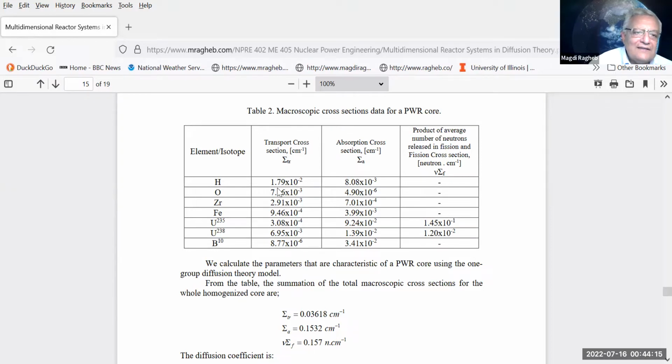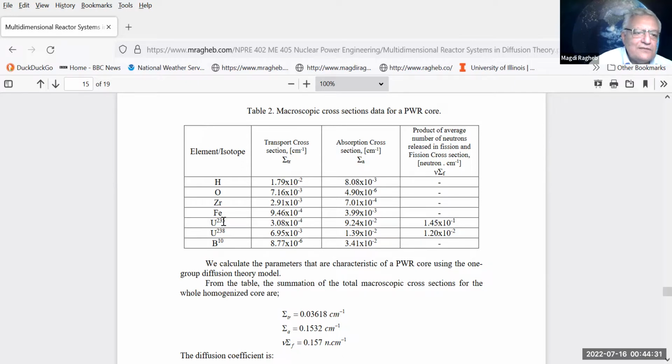Now, if you add all those transport cross-sections here for the different materials in the reactor core, you get a total macroscopic transport cross-section. If you add all the absorption cross-sections here in that table, you get a total macroscopic absorption cross-section.